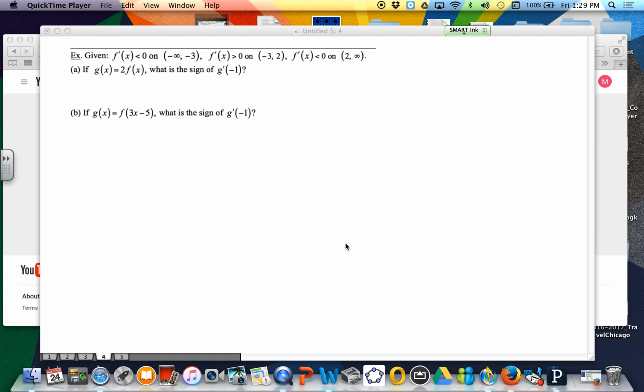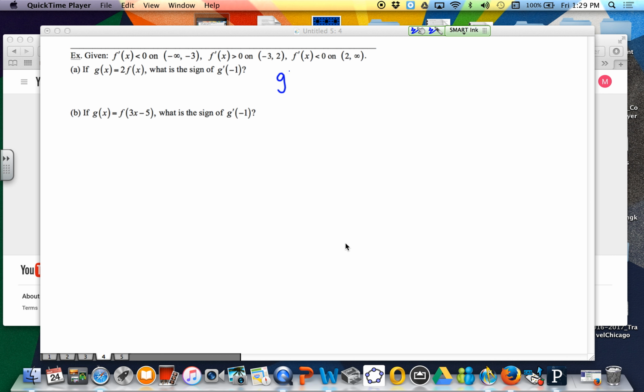Our next example, we're given f prime is less than 0 on the interval from minus infinity to negative 3. F prime is greater than 0 on negative 2 to 2. F prime is less than 0 from 2 to infinity. Okay, if g of x is equal to 2f of x, what's the sign of g prime of negative 1?